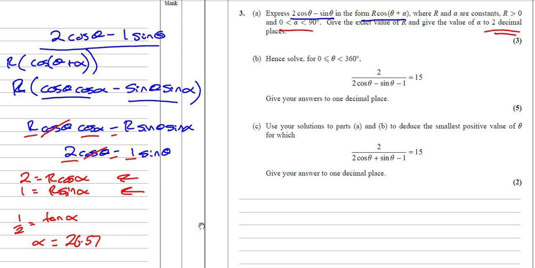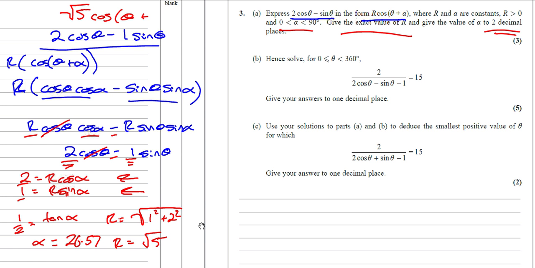And then you've got to figure out what your value of r is. It says your exact value of r, so you keep it as a surd, and you do Pythagoras with the numbers here. So with the 2 and the 1, you do Pythagoras with that. r equals the square root of 1 squared plus 2 squared. So r equals the square root of 5. And if you write it out, that gives you root 5 cos(theta + 26.57). And that gives us the first 3 marks.